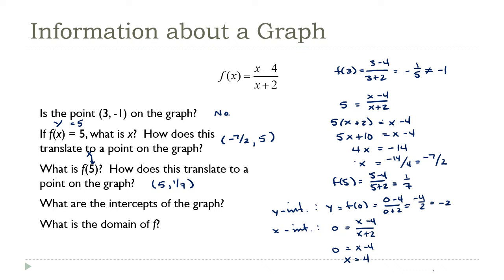And that's our x-intercept. And finally, what's the domain of f? Well, this is a rational function. We have variables in the denominator. That's always a little bit of a concern. So our denominator says that x + 2 can't equal 0, which means x can't be -2. So the domain will be all real numbers except -2. And that's it. There are the answers to all of those questions.